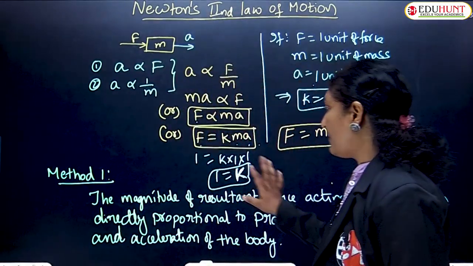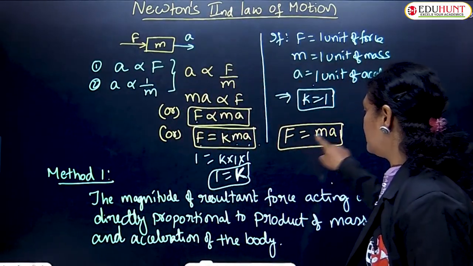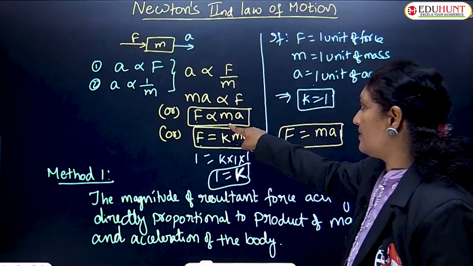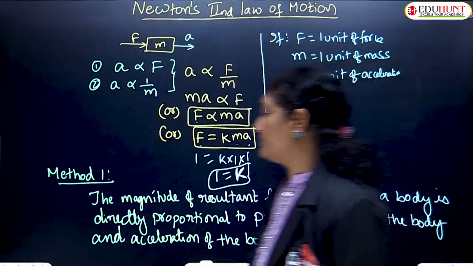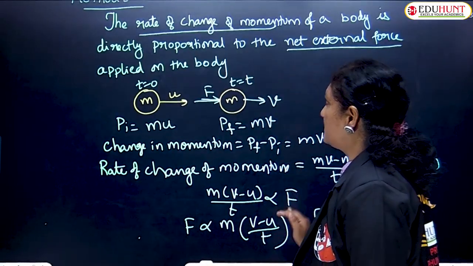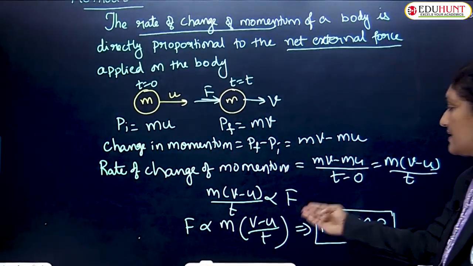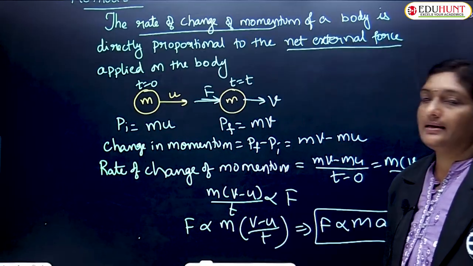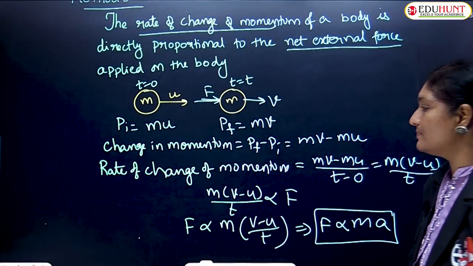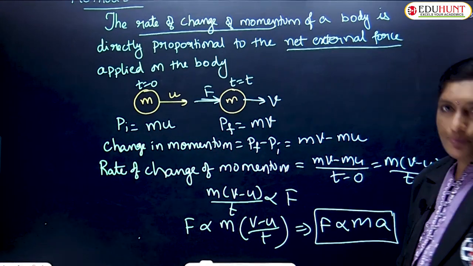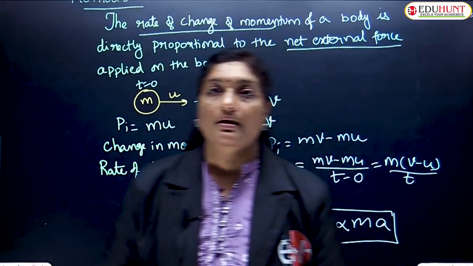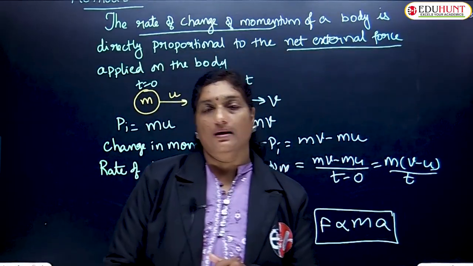So the two statements I have discussed regarding Newton's second law of motion are: first, the magnitude of the resultant force acting on a body is directly proportional to the product of the mass and acceleration of the body. Second, the rate of change of momentum of a body is directly proportional to the net external force applied on the body. So in two ways we can define the same statement. I hope you are getting it, children. So based on that, let us try to understand the units of this momentum.